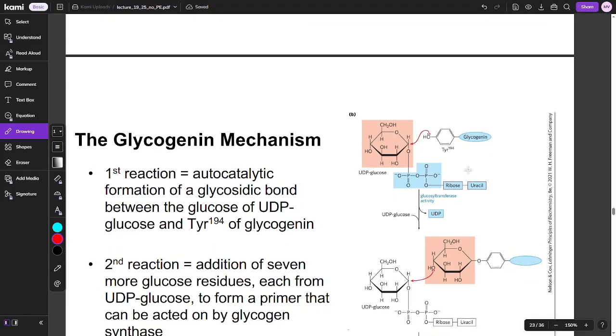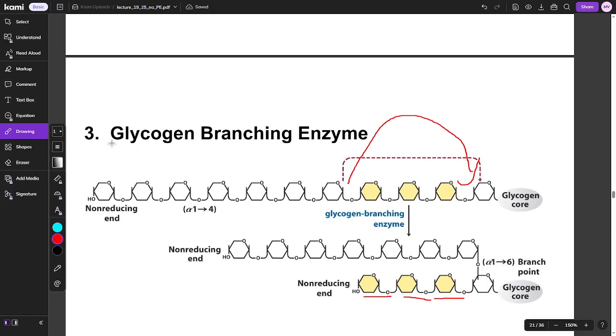I don't think you need to know the exact mechanism for how this works. It's just important to know that this is the enzyme that actually does that branch formation. It takes these alpha 1,4 chains and turns them into alpha 1,6 branches, and then from there you can keep doing this process over and over again with glycogen synthase and glycogen branching enzymes.